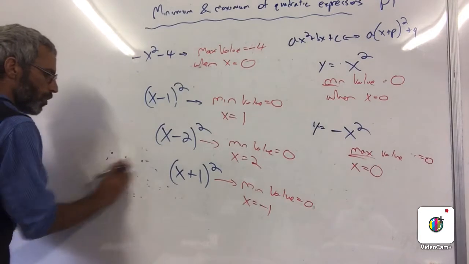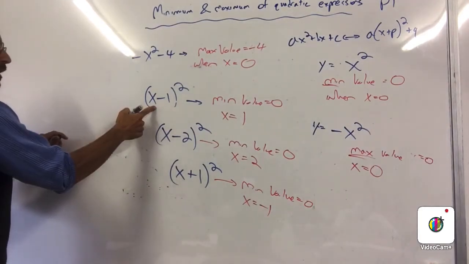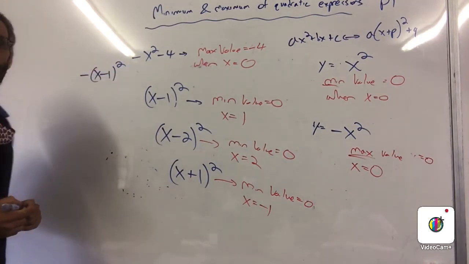Let's do one more. Okay, let's take that one, x minus 1 squared, but now we slap a minus here.